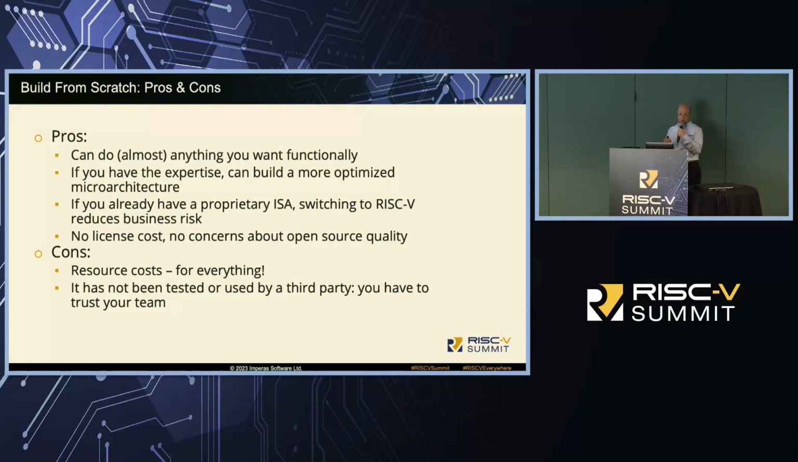You have to do everything. And it hasn't been tested. So if you're getting an open source core, or a core from one of the processor IP vendors, they will have been testing it. Likely there are going to be other users of that core, and so it's going to have some additional testing there. But if you're building it yourself, you have to trust your team on that.